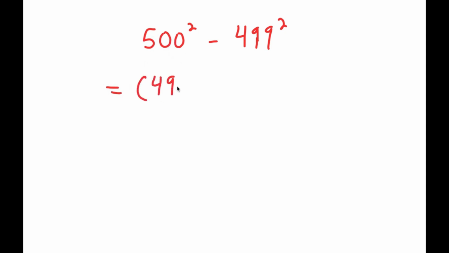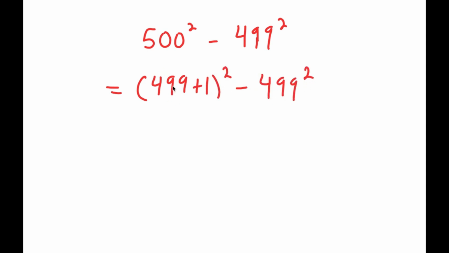Alright, so in this video, I'm going to solve the problem 500 squared minus 499 squared. So, to solve this, what I'm first going to do is rewrite this as 499 plus 1 squared minus 499 squared.